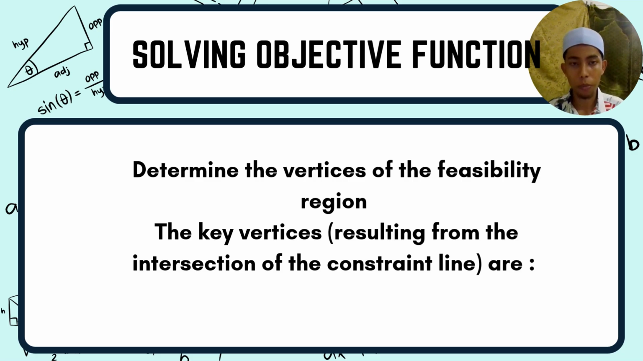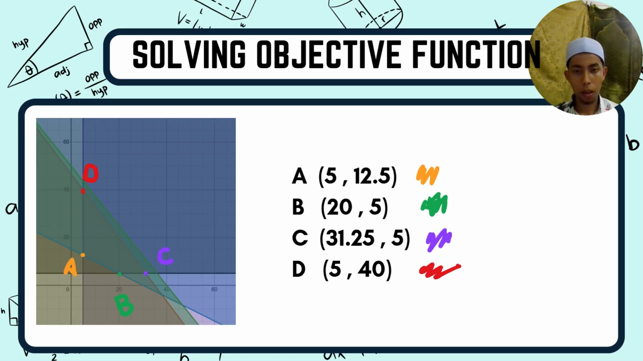To solve the objective function, we need to determine the vertices of the feasible region. The key vertices resulting from the intersection of the constraint lines are listed as A, B, C, and D. A is represented by the color yellow, B green, C purple, and D red.